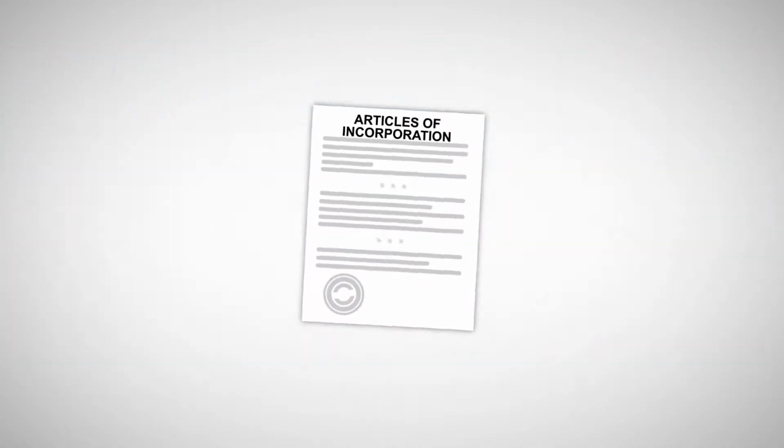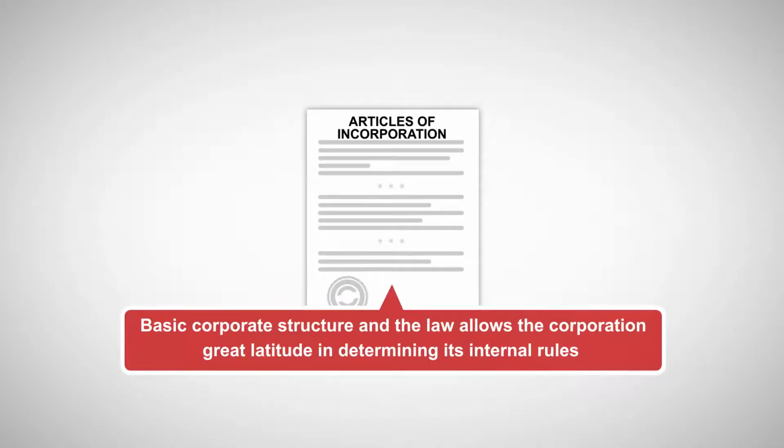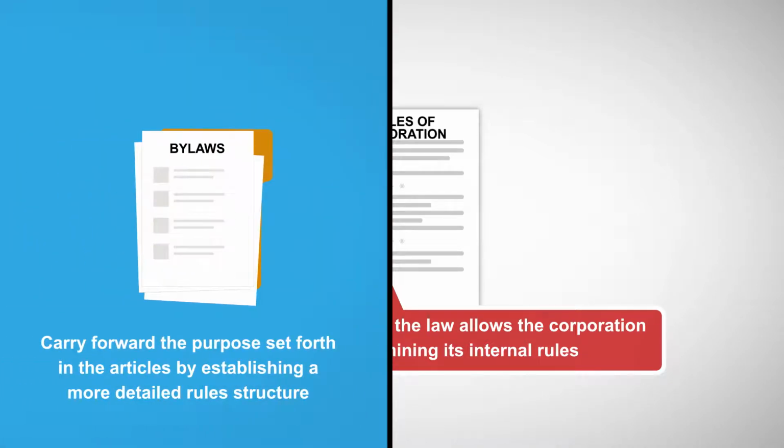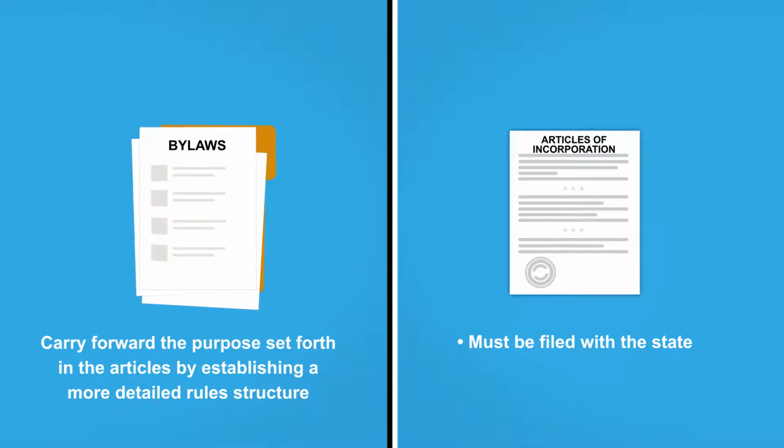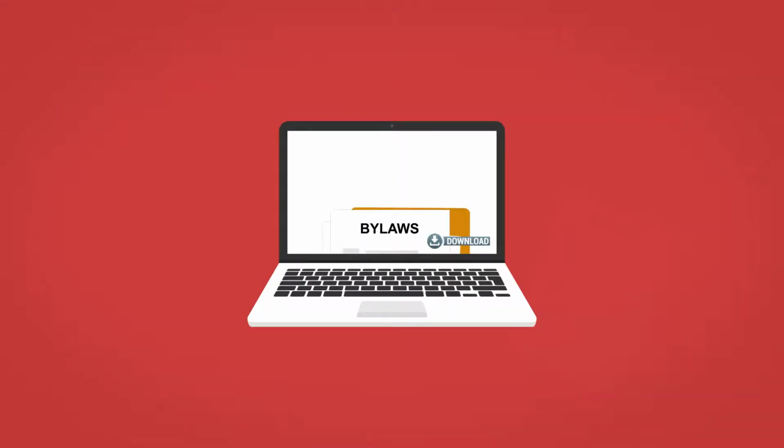The Articles of Incorporation generally deal with only the basic corporate structure, and the law allows the corporation great latitude in determining its internal rules. The bylaws carry forward the purpose set forth in the articles by establishing a more detailed rules structure. Unlike Articles of Incorporation, which must be filed with the state, bylaws can be kept private, though many public corporations make their bylaws available on the company's website.